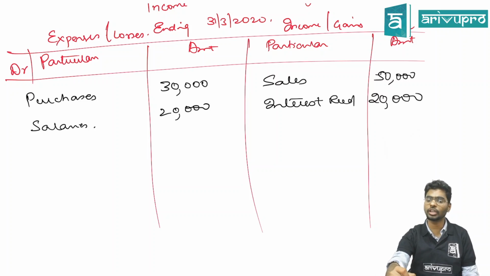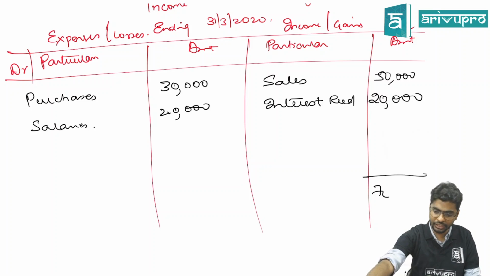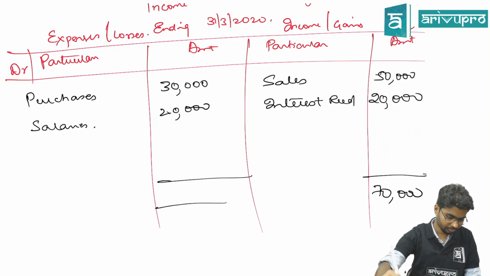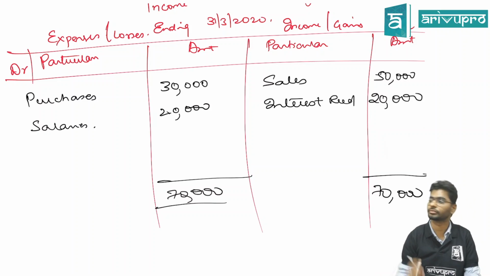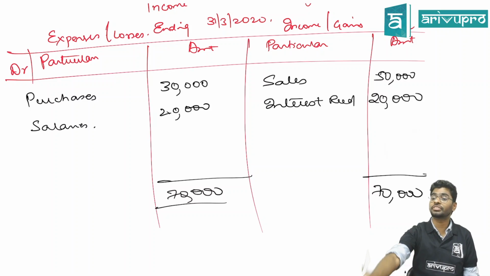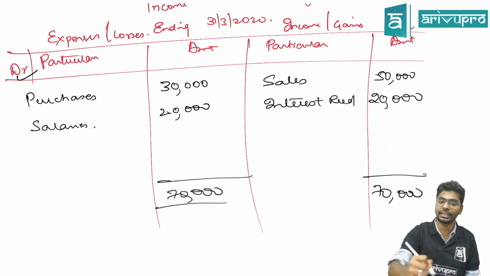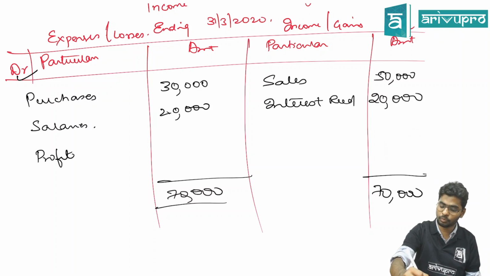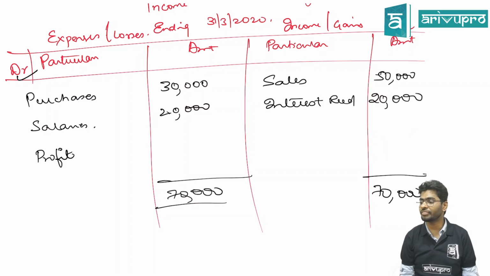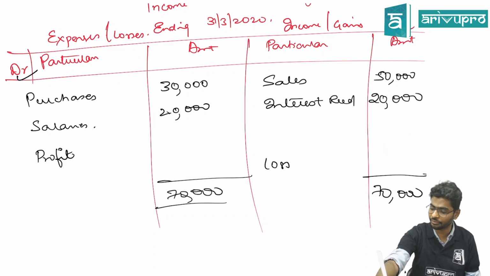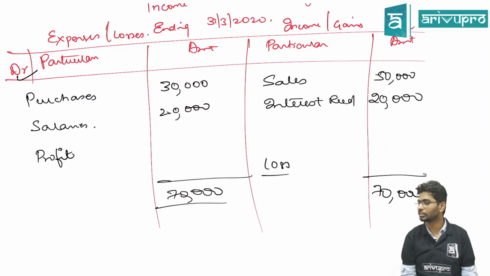What is my total of the debit? 50. Total of credit? Which is higher? So I'll write the total of the credit on both the sides. Right? Now whatever balance is there, see here. If the balancing figure is on the debit side, we say that to be profit. If the balancing figure is on the credit side, we say it to be losses. Are you clear? Are you guys clear till here? So this time I have profit or loss. How much?